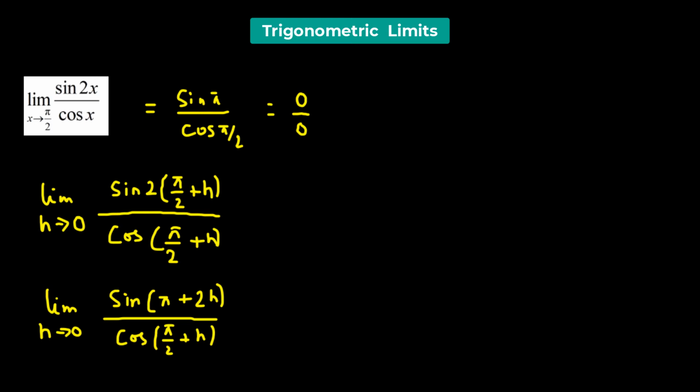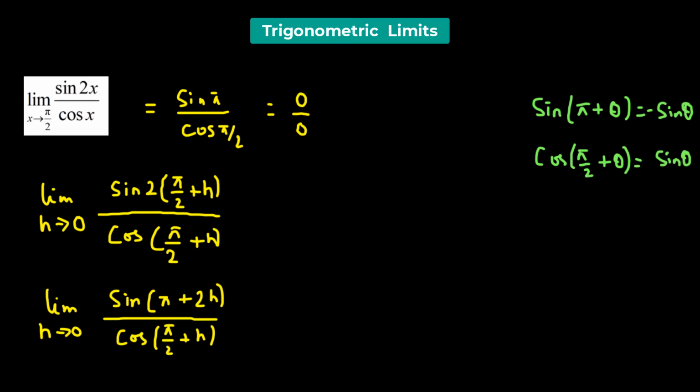Now we know that sine of pi plus theta is equal to negative sine theta, and cosine of pi over 2 plus theta is going to be equal to sine theta. Now pi over 2 plus theta means it's in the second quadrant. So in the second quadrant the sine function is positive, everything else is negative, and since we are working with a cosine function here, the result will be negative.